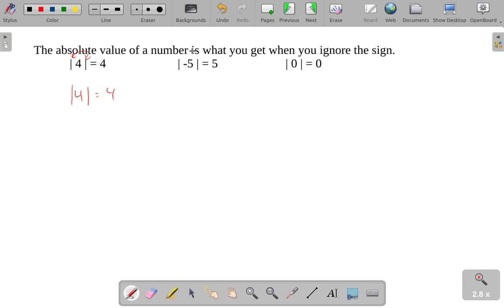The absolute value of a negative number, all it does is strip away the negative. So the absolute value of negative 5 is positive 5. The absolute value of negative 3 would be positive 3, and so on. If it's 0, well, again, it doesn't really do anything because it's neither negative nor positive. The absolute value of 0 stays 0.